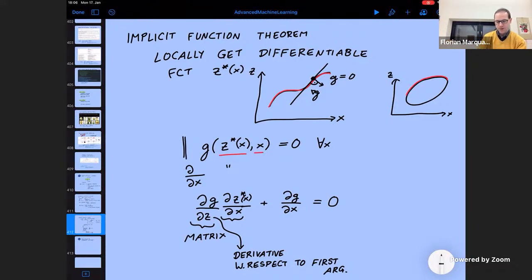And so now you can take the derivative of this expression with respect to x, and you get the line written down here. And again, x and z can be vectors, g can also be a vector. So more generally speaking, all of these things we're looking at here are matrices. And now you have an equation that already contains the really important piece that we're interested in, namely the derivative of the output, z star of x, the solution to the equation, the derivative of the output, z star versus x itself. And since it is still multiplied by this matrix, all we have to do is solve this equation by a matrix inversion, and then we are done.